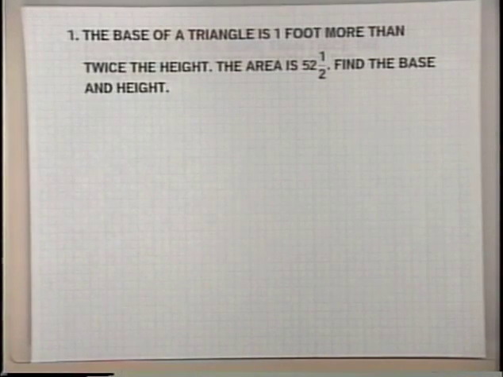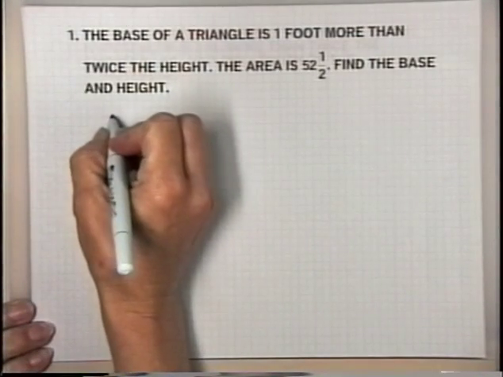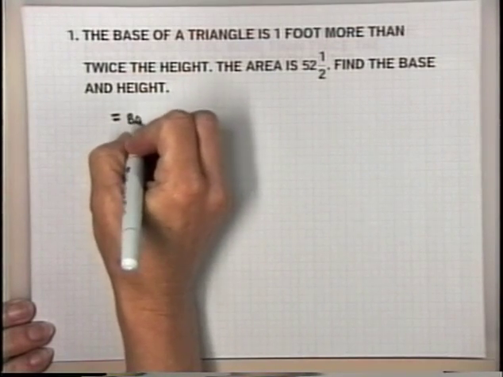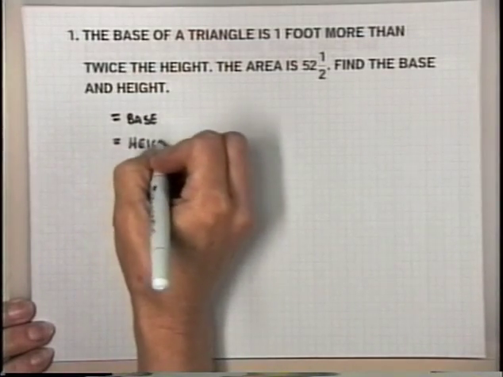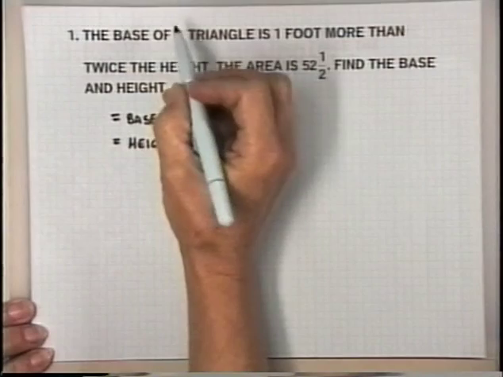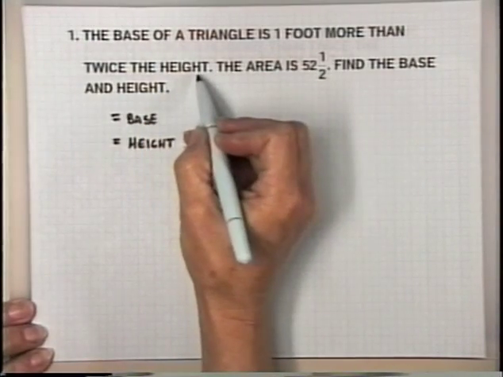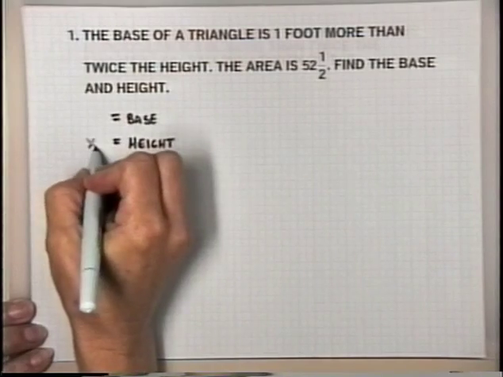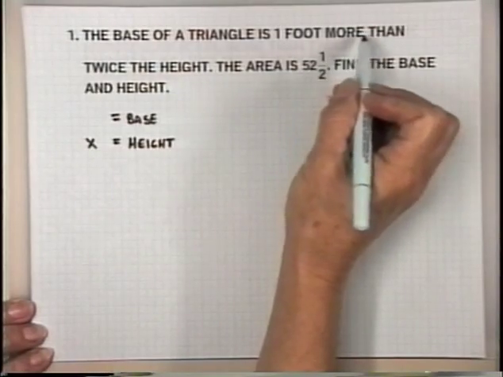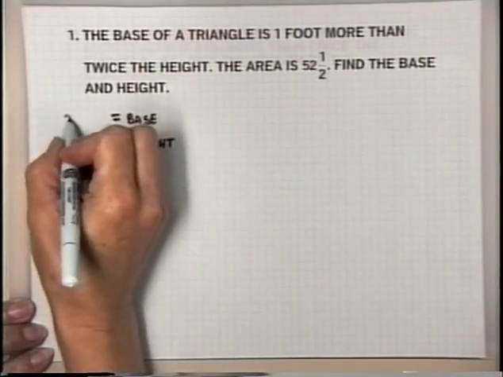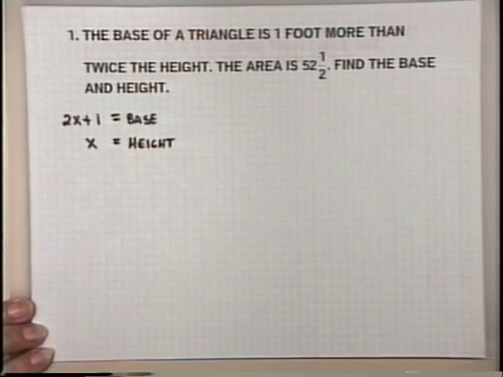The base of a triangle is 1 foot more than twice the height. The area is 52.5. Find the base and height. Since you're looking for both the base and the height, you will need an expression for each of these. Before you decide which of these you should let x be, look back at your problem. The base is described in terms of the height. So it would probably be easier in this problem to let x be the height. The base is 1 foot more than twice the height. That would be 2x plus 1.